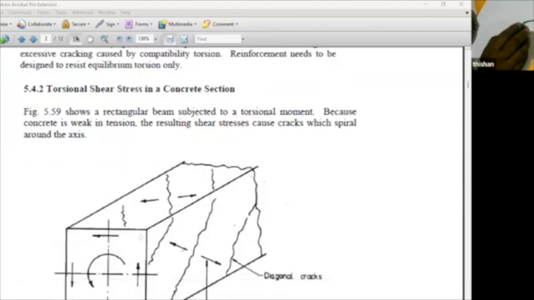So what happens when you have torsion in a beam? It's twisting. I'm not sure whether you have broken a piece of chalk. You take a piece of chalk, it's a brittle material, then you apply torsion to it. What happens? It cracks diagonally, like this. Cracks diagonally.